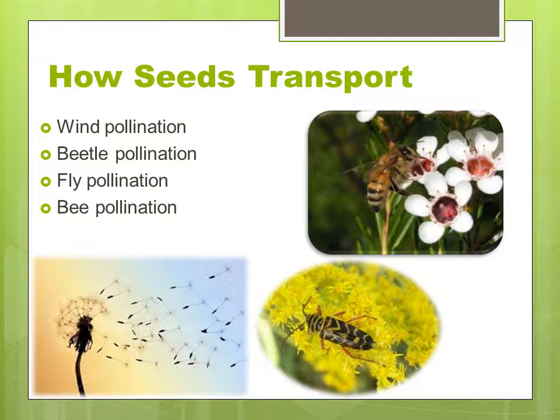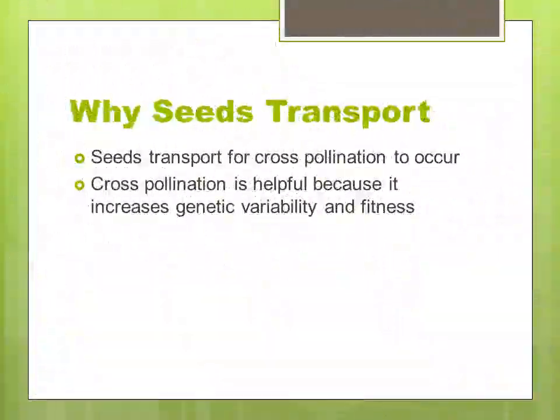In order for seeds to reproduce, they must transport. Some of the methods that seeds transport is by wind pollination, beetle pollination, fly pollination, and bee pollination. Not only is seed transport important for plant reproduction, it also causes cross-pollination to occur. Cross-pollination is helpful because it increases genetic variability and fitness.